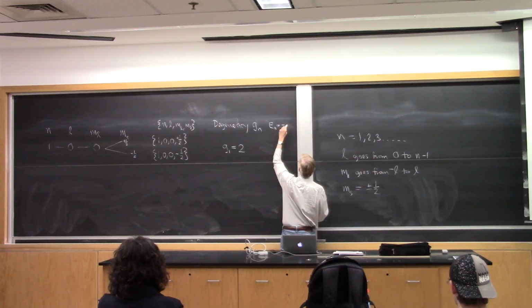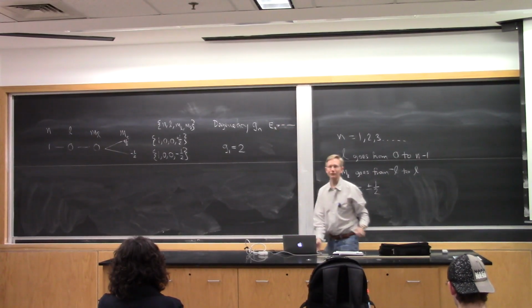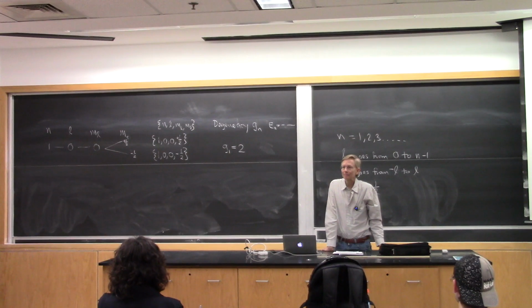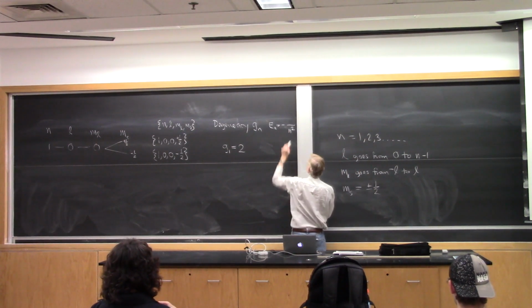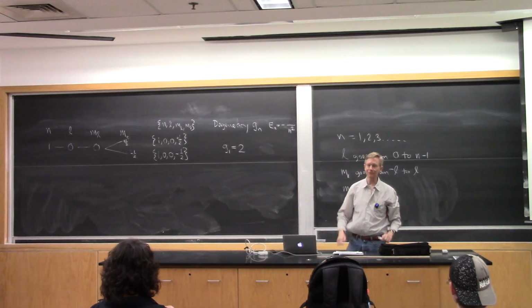So it's minus something over something squared. What's squared in the denominator? N. So it's that, and then burn it into your brain. What over n squared?